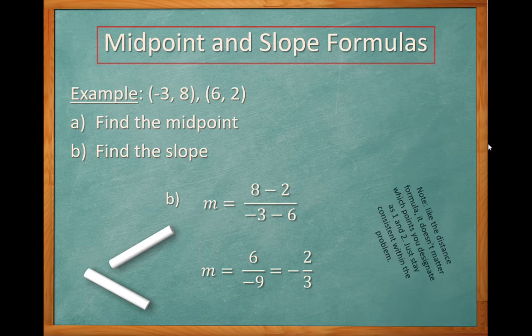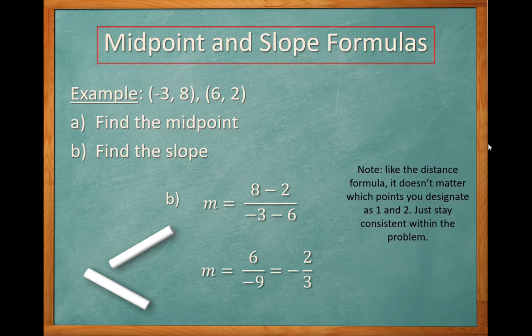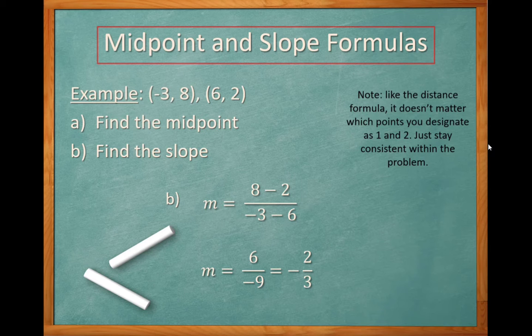And just to reinforce, just like our distance formula, it didn't matter which point you chose to be the first and which was the second. It doesn't matter here, you just have to be consistent. If instead of 8 minus 2, I took 2 minus 8, I would have to take 6 minus negative 3. I would still end up getting the exact same slope. So just stay consistent.